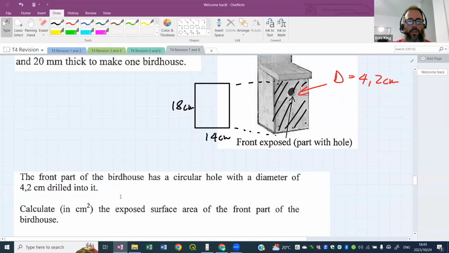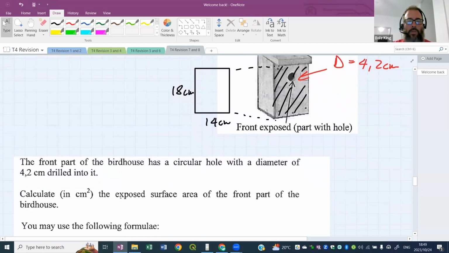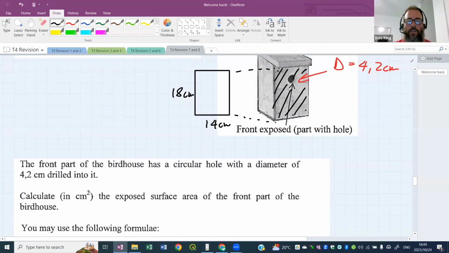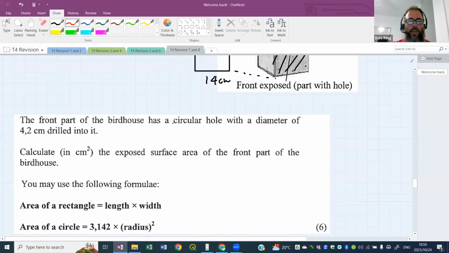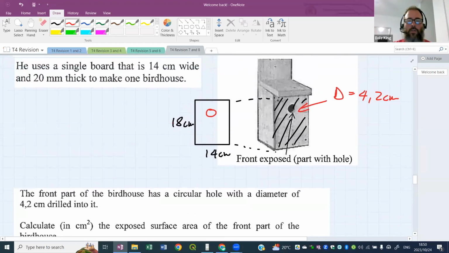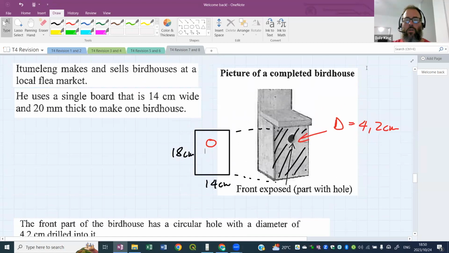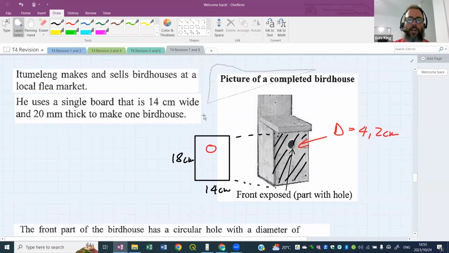So the question is, calculate in centimeters squared the surface area of that front panel, that part of the birdhouse. Just remember that there is a hole in it. You may use the formula for the area of a rectangle and the area of a circle. What I'll do is bring all of this down to the question so we can see it clearly.